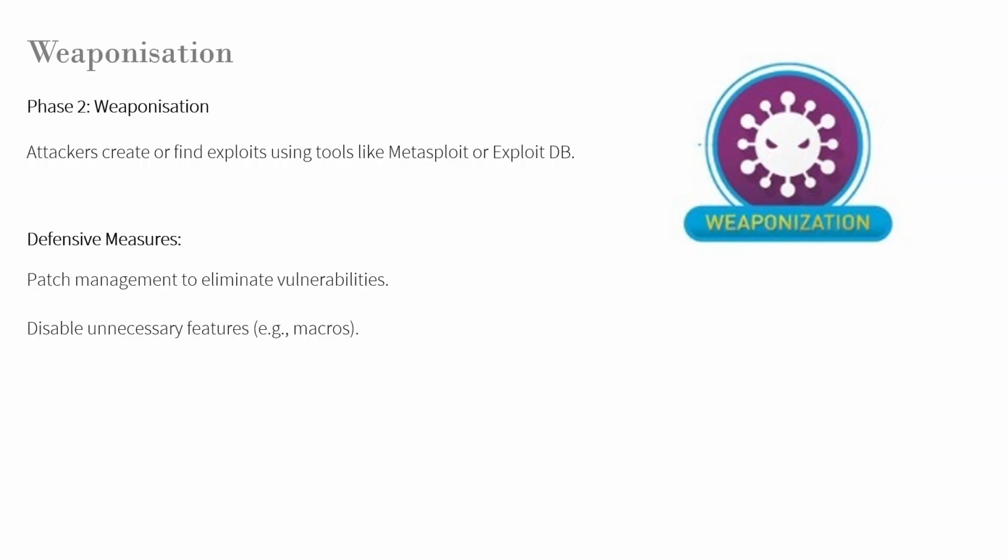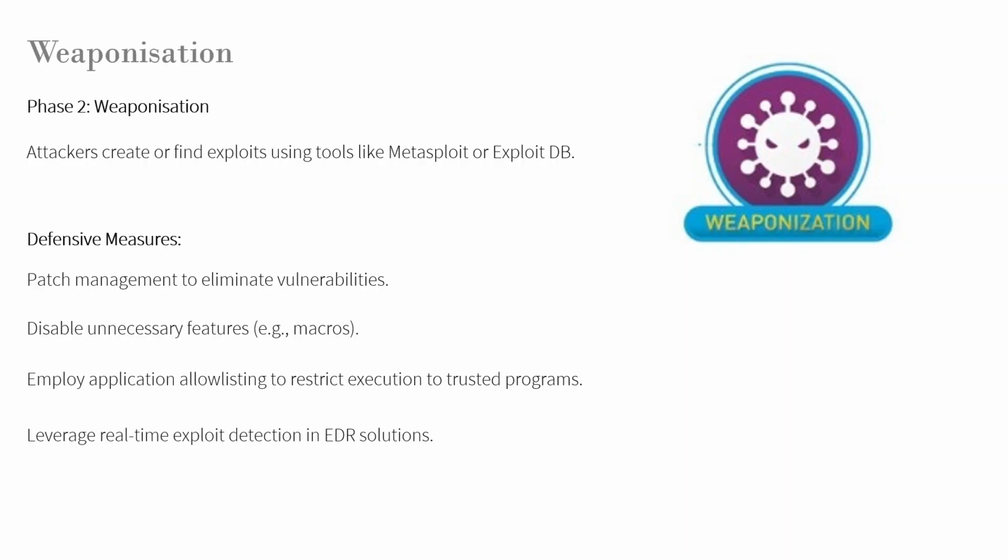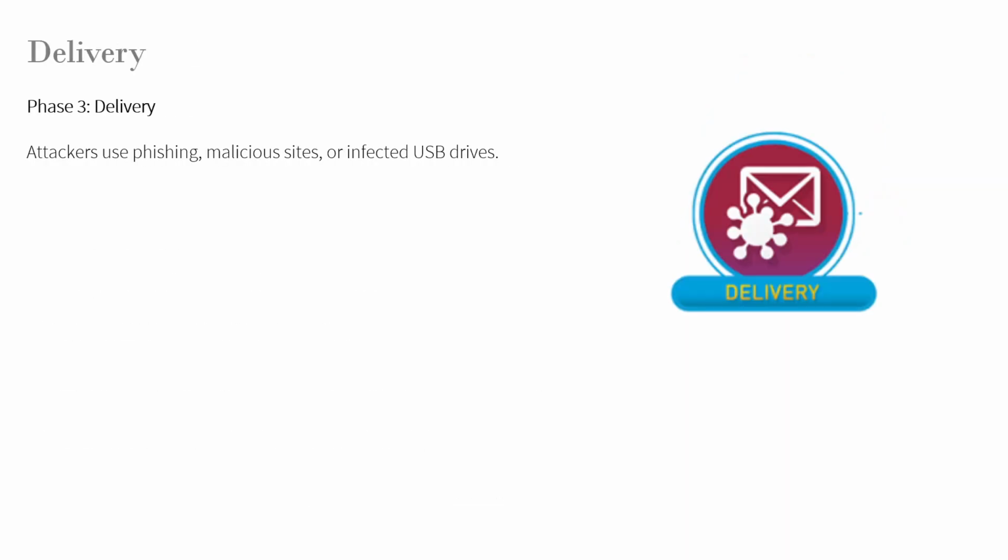Features like macros and browser plugins are common attack vectors. Disabling them removes opportunities for exploitation. Allow listing permits only approved applications to run on systems, blocking unknown or malicious programs. Modern EDR tools can detect and prevent exploit attempts by analyzing behavioral patterns. Regularly scan and assess your systems for weaknesses. Prioritize fixes based on risk and severity of identified issues.